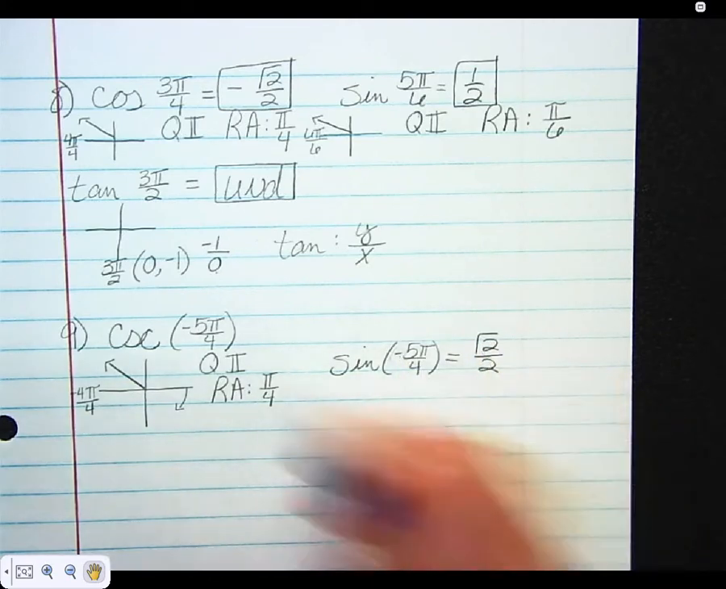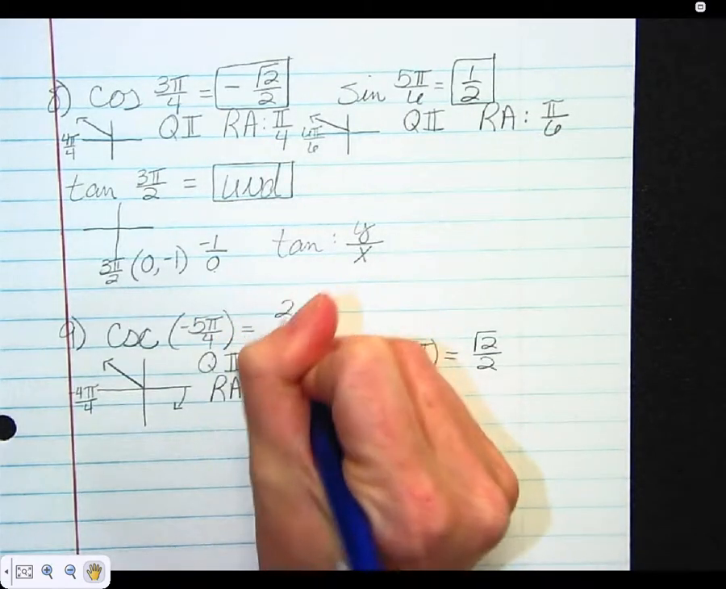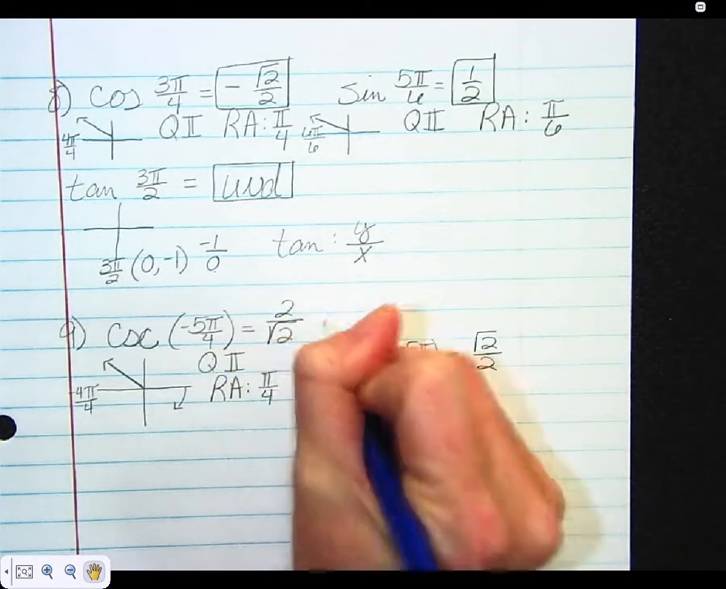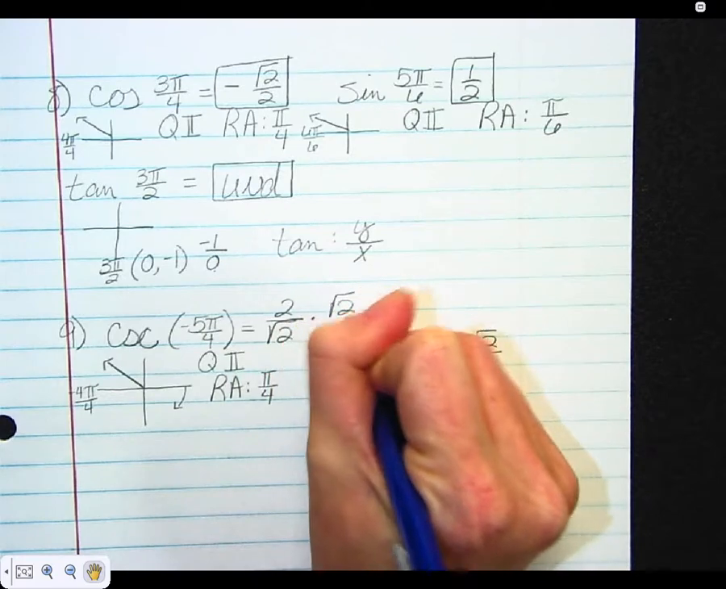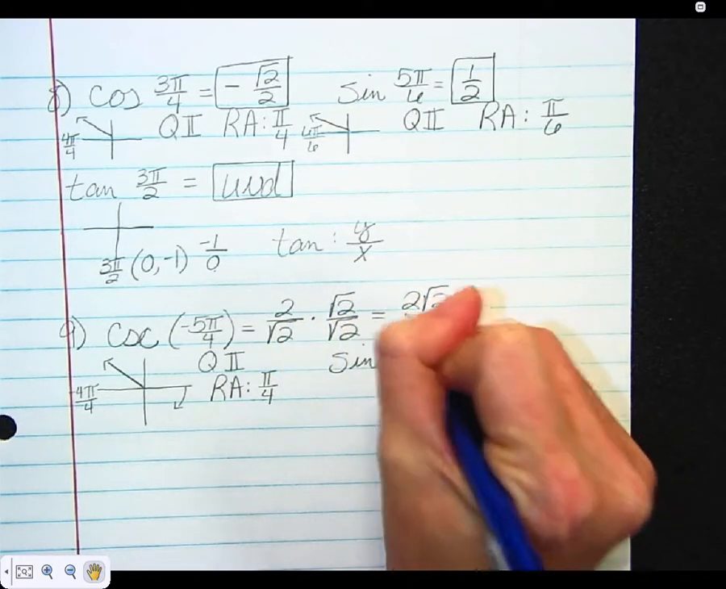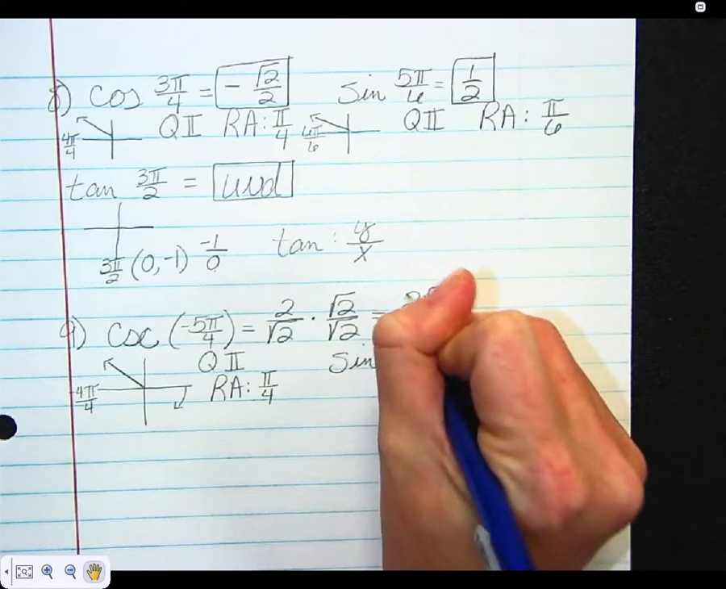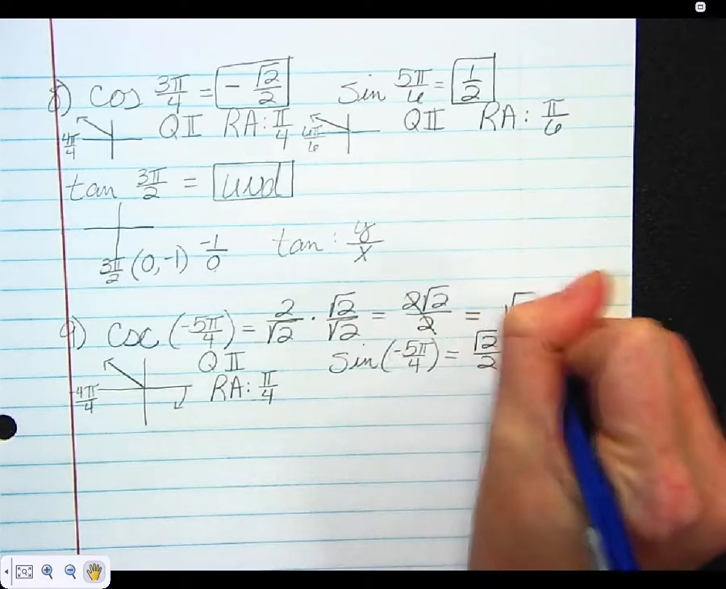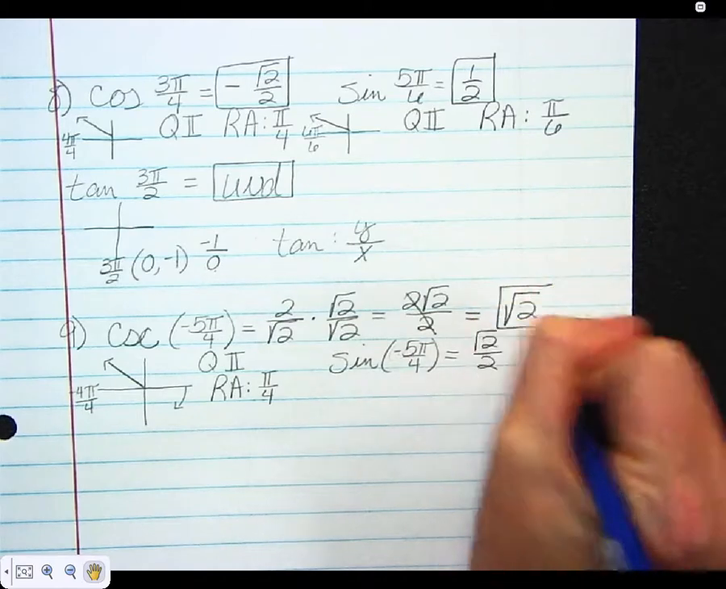All right, we're not looking for sine, we're looking for cosecant. So I'm going to flip this upside down and rationalize my denominator. And so that's going to give me 2 square roots of 2 over 2. And I can let those cancel out, leaving me just with positive square root of 2.